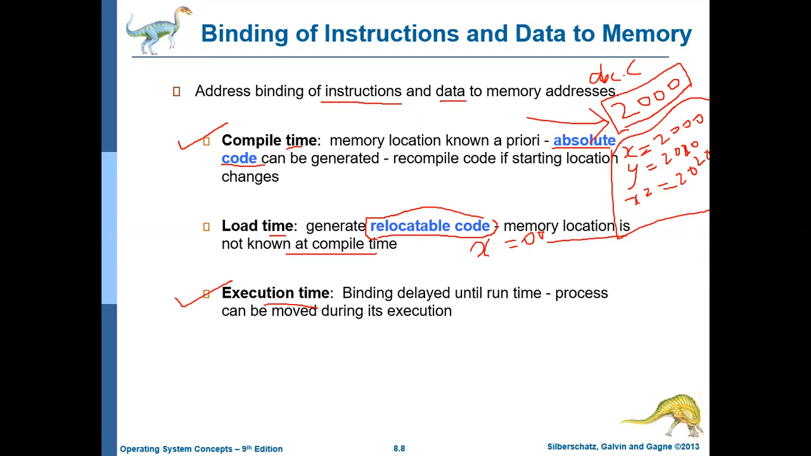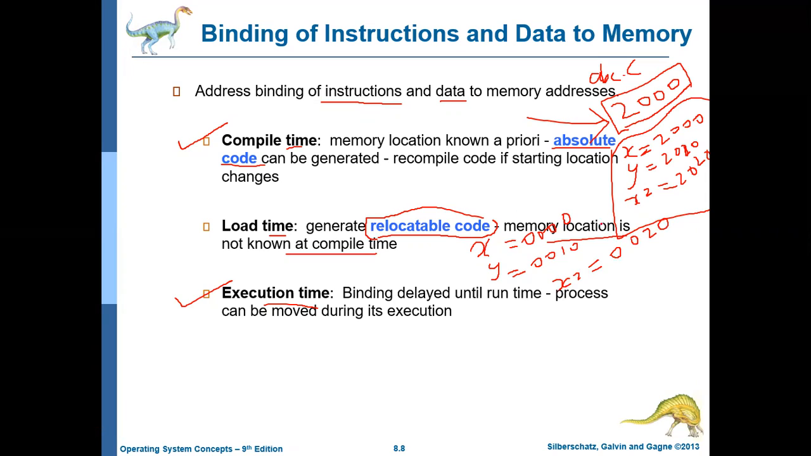That is a relocatable address, because we don't know what the base address or the starting address is. And y's address it will assume as 0010. Okay, and x2's address it will assume as 0020. So that is called relocatable code.